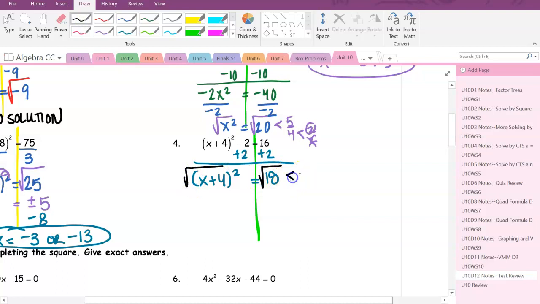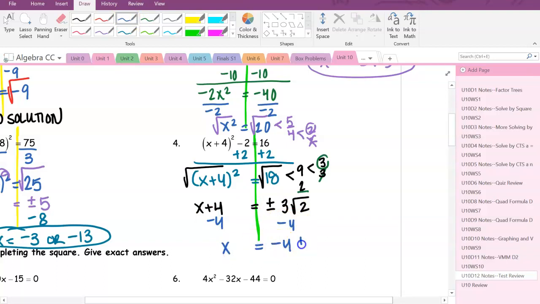But 18 is not a perfect square, so I am going to have to do a tree for this. So I'm going to do, let's see, 9 and 2. And 3 and 3. So I'm going to not forget my plus or minus, and I have a pair of 3's and a 2 that does not have a pair. So 3 comes out, 2 goes under the root, and finally we're going to subtract that 4 over. Now remember that 4 can't combine with a root, so we're just going to put it in front. Negative 4 plus or minus 3 root 2.